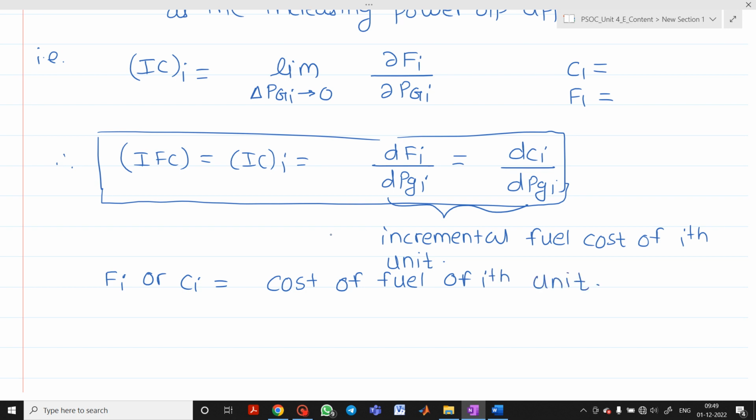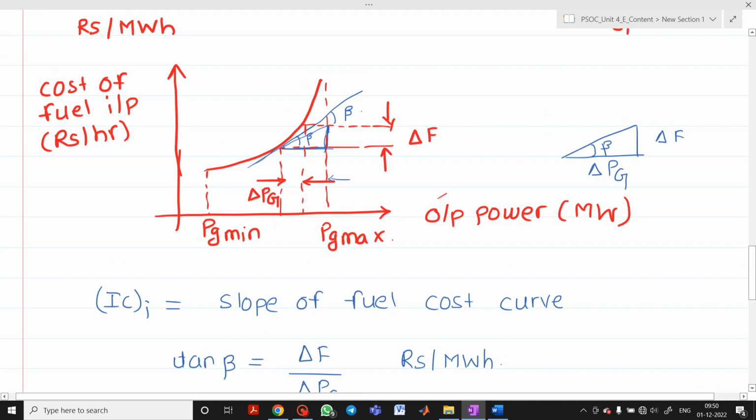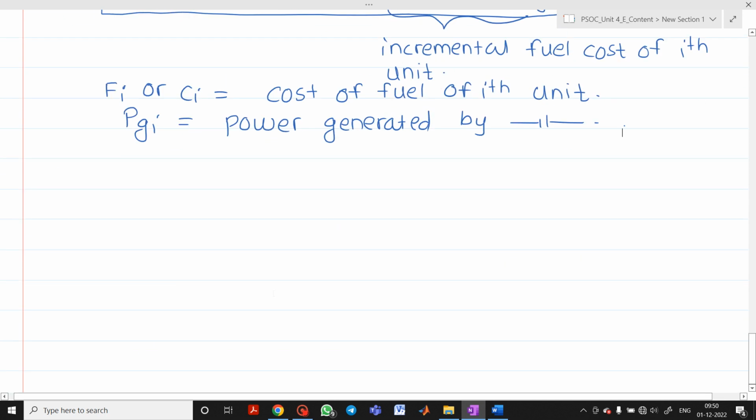Okay, and what will this PGI be equal to? PGI is nothing but the power generated, or you can say the output power generated by the ith unit. So now please remember, what is the equation of a curve? Here, if you see, we have drawn a curve. Obviously, this is a parabola, and the parabola equation will be ax square plus bx plus c.